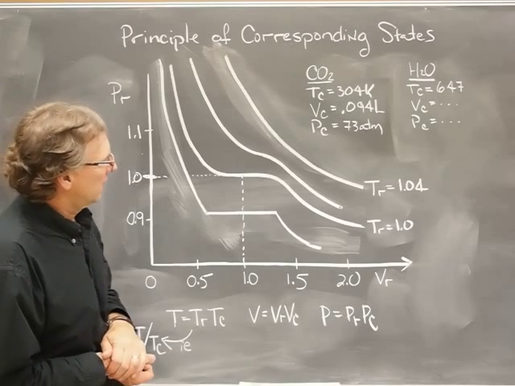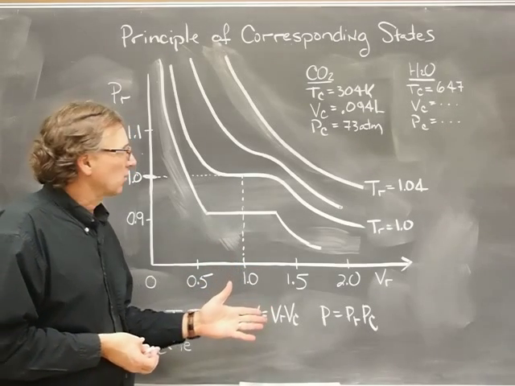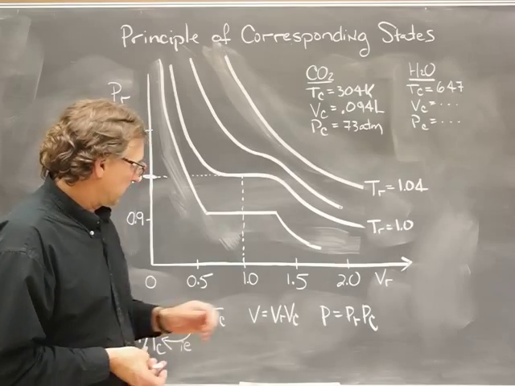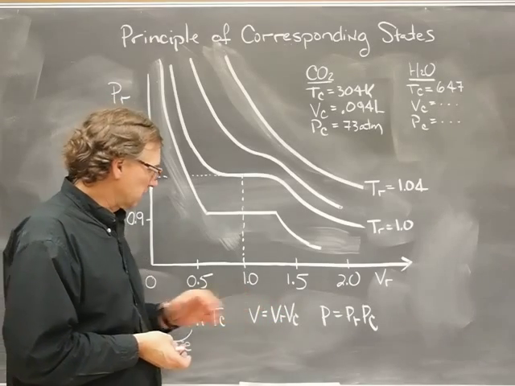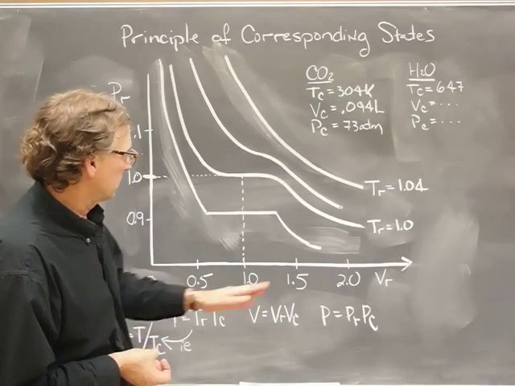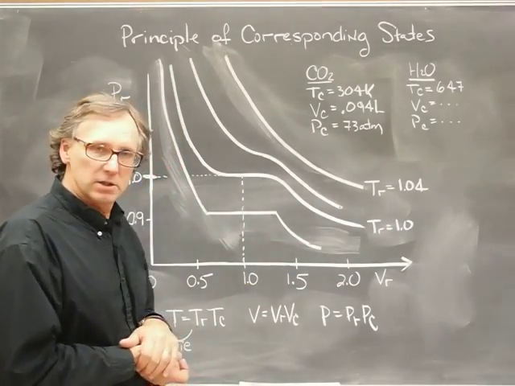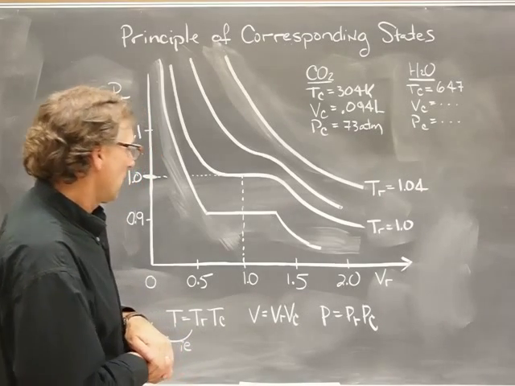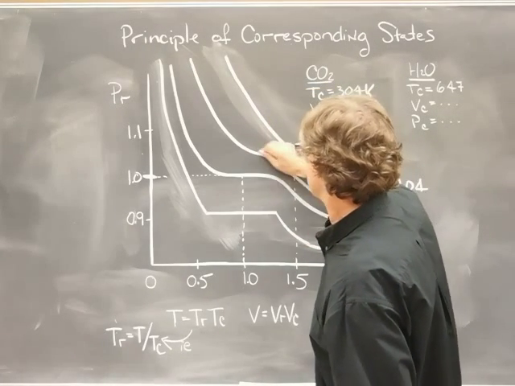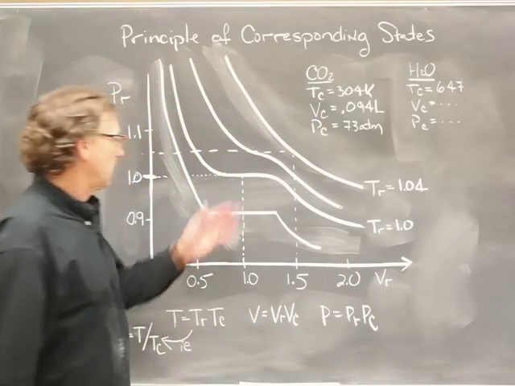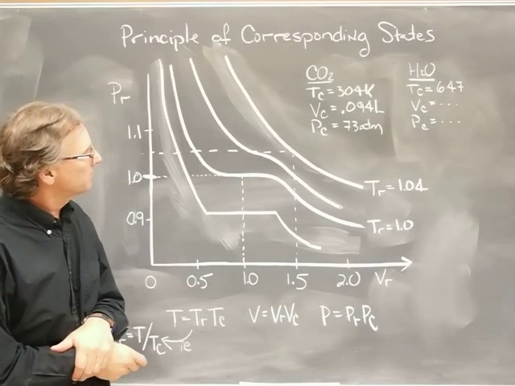So, just to take a quantitative example along those lines, let's suppose that we had carbon dioxide, and it had a reduced volume of 1.5. That means the volume was 50% bigger than the critical volume. And let's suppose it was a little bit hotter than the critical temperature. Let's say its reduced temperature was 1.04. That means it's 4% hotter than the critical temperature. And so that's going to show up on this graph as something like this. That means that, for example, the reduced pressure must be 1.05.